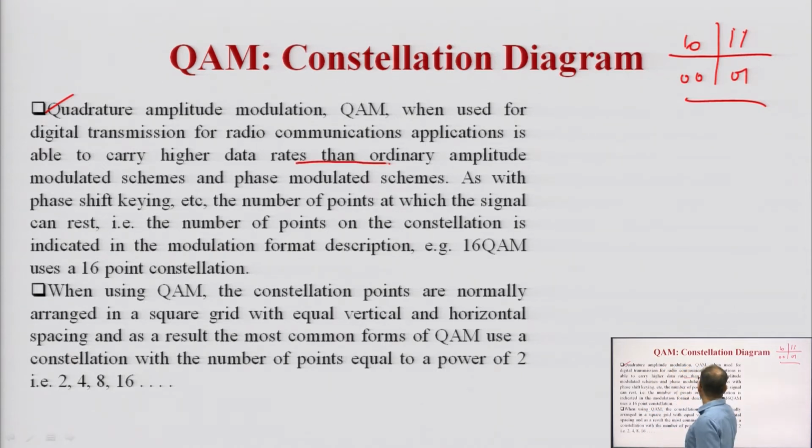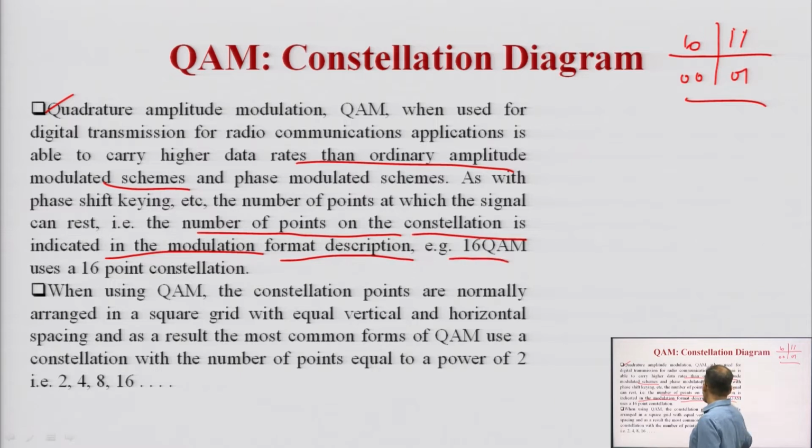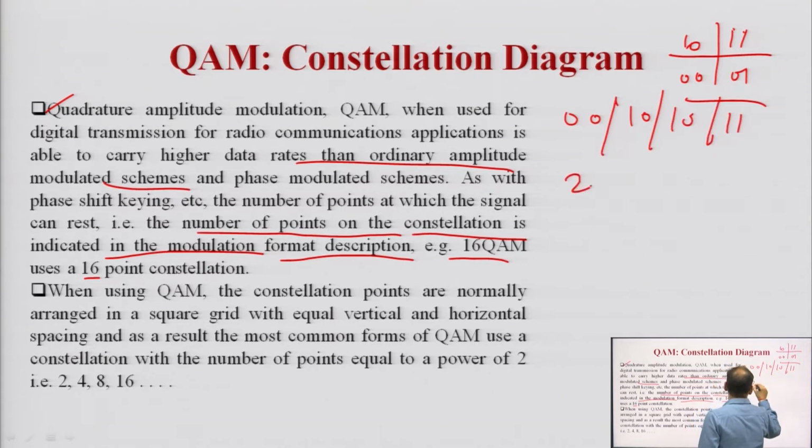than ordinary amplitude modulation and phase modulation schemes. As with phase shift keying, the number of points on the constellation is indicated in the modulation format description, so 16 QAM uses a 16 point constellation. Now, understand this point. In the QPSK, we combine 2 bits, which means 2 to the power 2, 4 symbols. If you are getting 2 bits, there are 4 possible symbols, that are 0 0, 0 1, 1 0, 1 1.